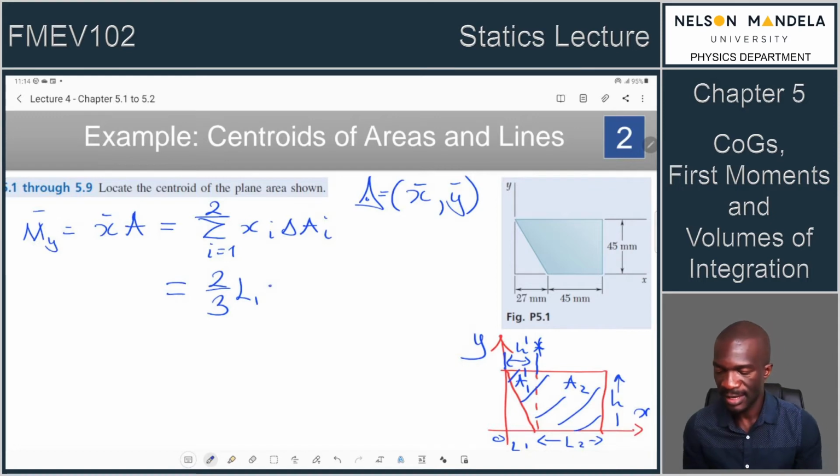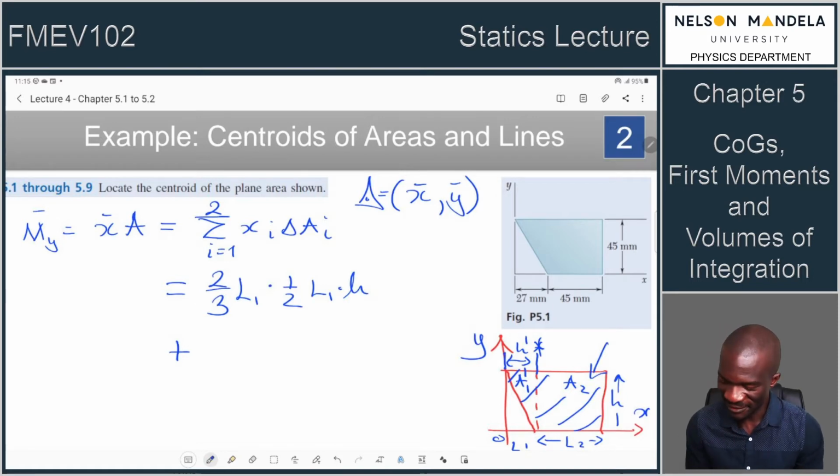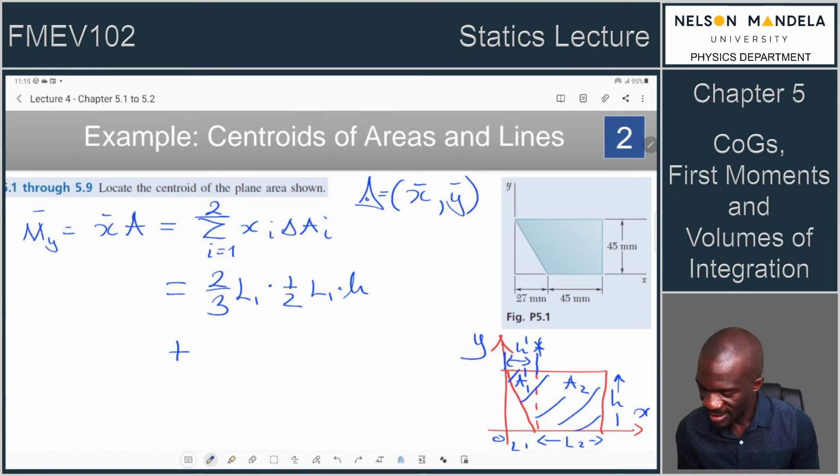Multiplied by the area of a triangle, that's obviously half base times height. You can choose any of these to be the base. Let me choose L1 to be the base, and then the height to be h, so half of the base L1 times height. Then the second element, is it a square now? Yes, it's a square. So that's obviously this position.